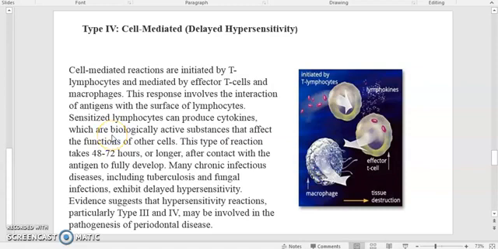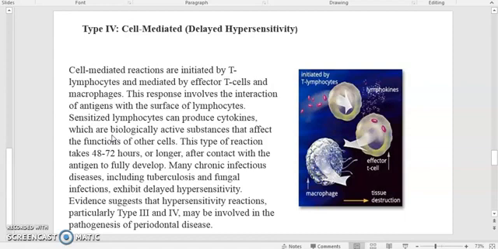So in this video, we will discuss the last part, that is type 4 hypersensitivity. It is also called cell-mediated hypersensitivity or delayed-type hypersensitivity, and we will also see an overview of all the hypersensitivity reactions. Type 4 hypersensitivity, commonly called delayed-type hypersensitivity, is the only class of hypersensitivity reaction triggered by antigen-specific T cells.